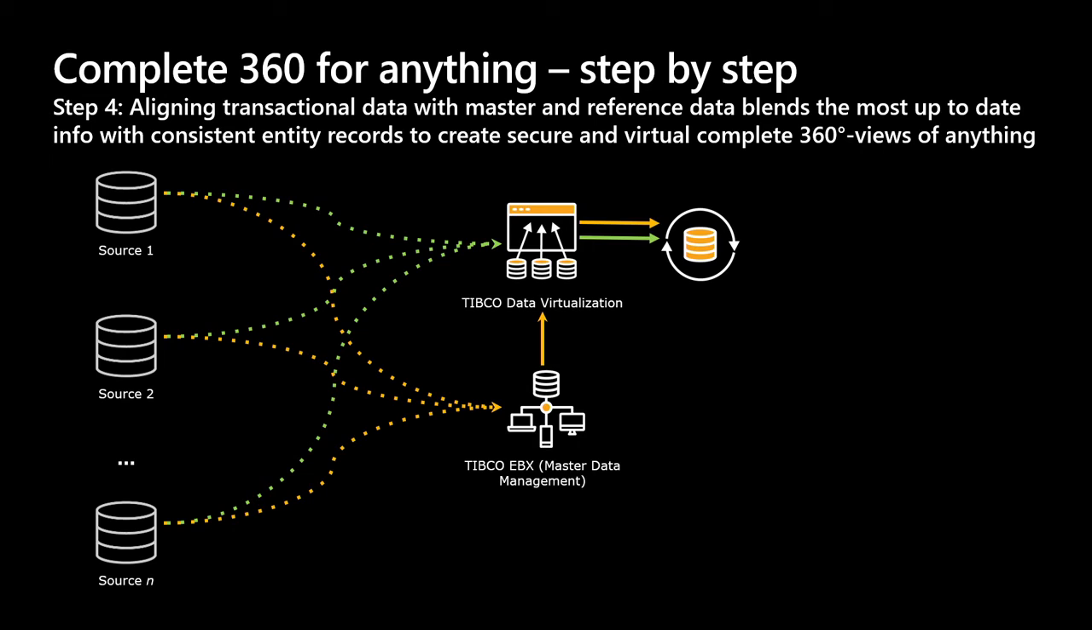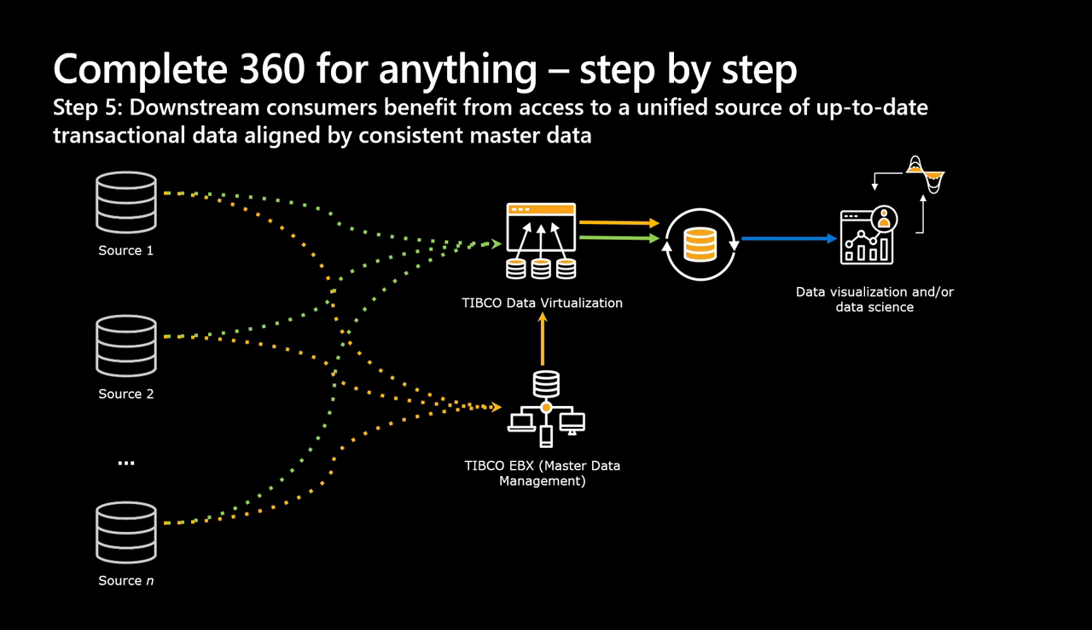Step four now, we're going to align that transactional data with that golden record. So we're blending the most up-to-date information on the fly as needed, combining with that master data, creating the complete 360-degree view.